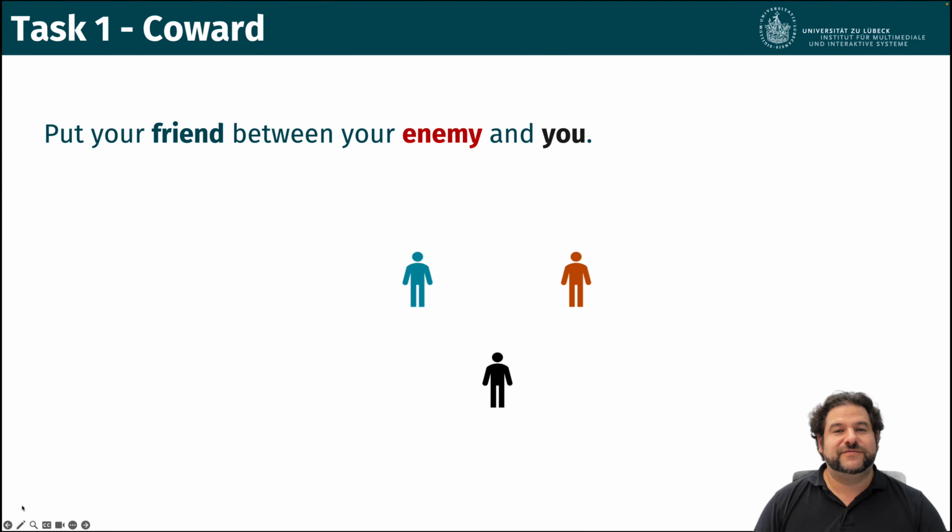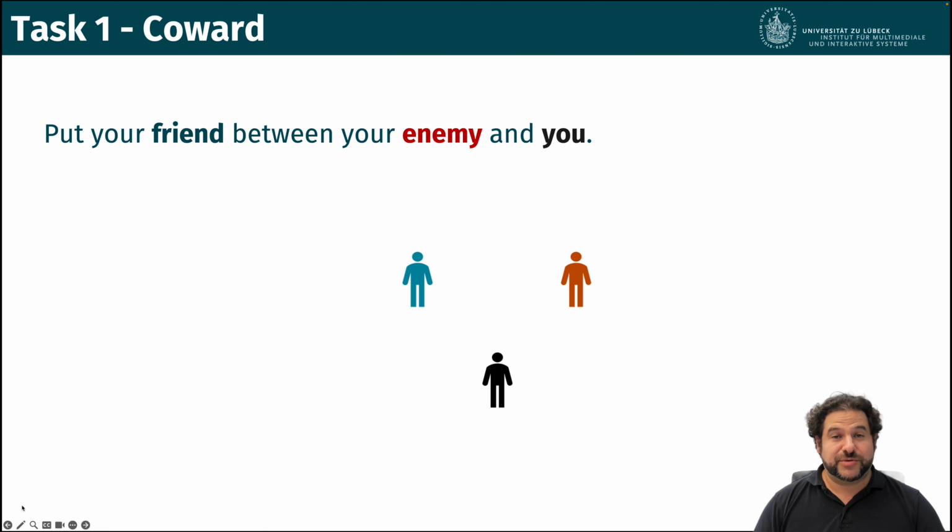So let's take one very basic example, which we often use to demonstrate the strength of agent-based modeling. This example is a game that we can play. The first game, or the first task, is the coward task. And the idea is you can actually play that in real life. You can have some of your friends with you or other students with you.